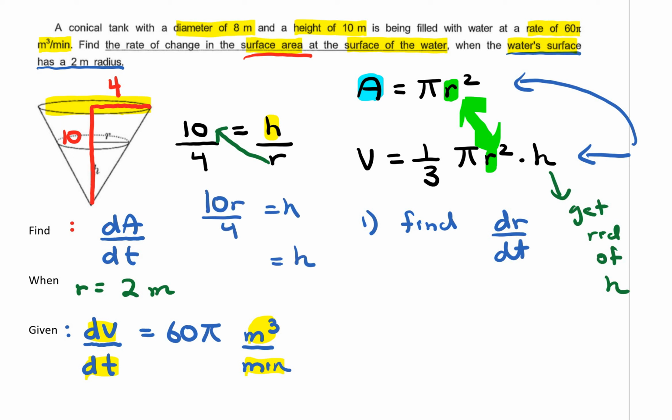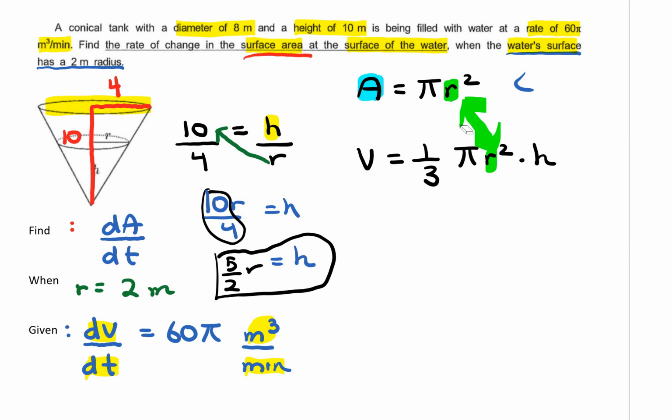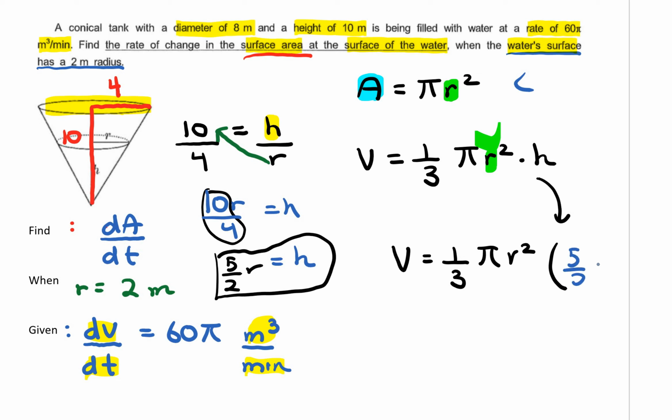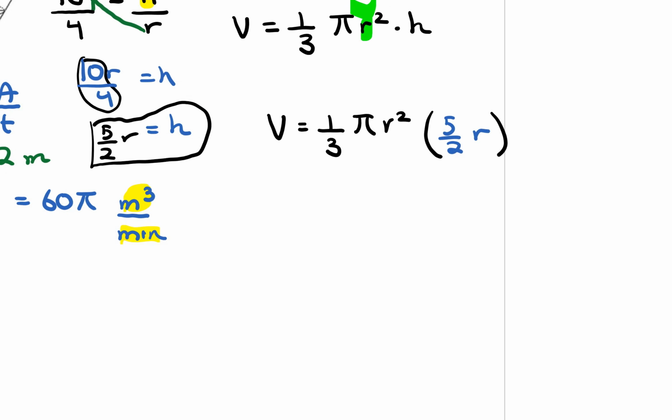Okay, all right, so let's go ahead and start connecting this all together here now. If I rewrite my volume formula now, volume is equal to 1/3 pi r squared. Now this h will become 5 over 2 r. So it's a little bit different from the previous problem, because in the previous problem I had to get rid of r, but in this problem I need to get rid of h. So we get rid of h using the similar triangles property there.